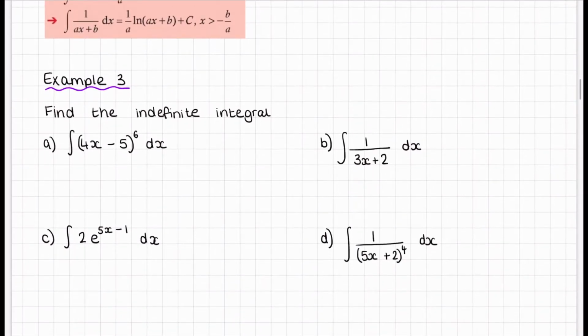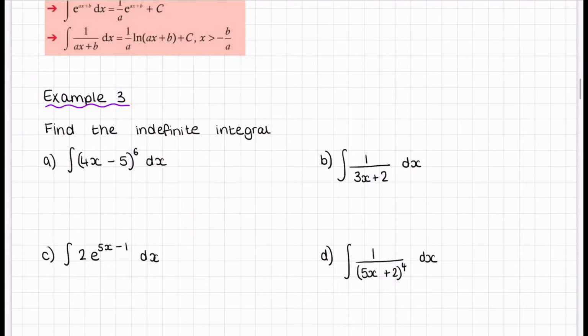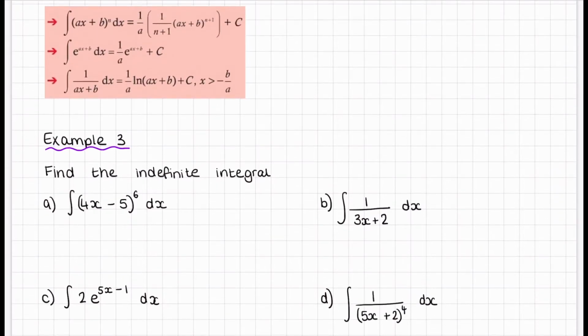So the first example, we're going to find the indefinite integral of (4x minus 5) all to the power of 6. So this is just that first rule there that we're going to do. I'll just put a star next to it. Now, just follow the rule.